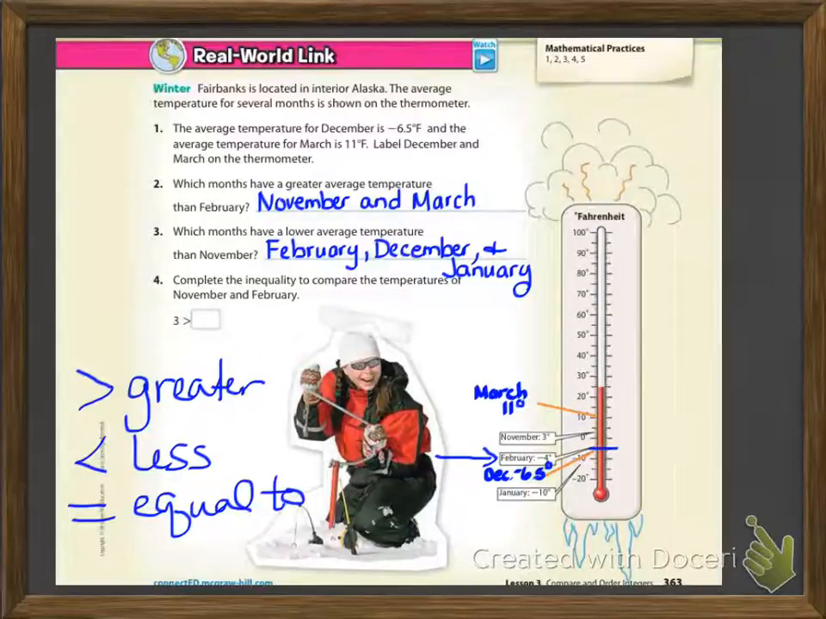So look, going back to number 3, it's comparing November's temperature, which they said was 3 degrees, and it's comparing it to February's temperature, which we found to be negative 4. So what you're going to do is simply put negative 4 right here inside your box. 3 is greater than negative 4 because it is located on the positive side of a number line.